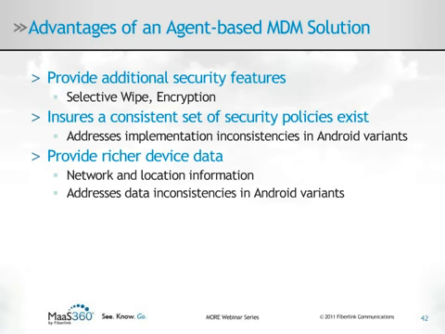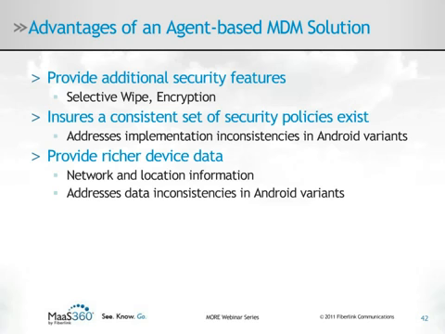Another advantage of MDM solutions over EAS is that you will get a richer set of data about your devices and a more consistent set of data about your devices, and I'll give you a couple of quick examples. With Exchange ActiveSync, you really don't get any information at all about the wireless network that the device is using, so the home carrier or whether the device is roaming or not, and you get no location information.